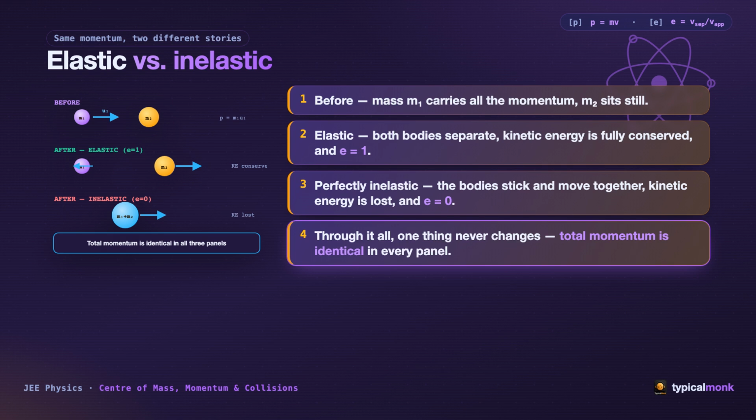But look carefully at all three panels together. One thing never changes across every single one of them. Total momentum is identical, before, elastic and inelastic alike. John once assumed kinetic energy must be conserved everywhere, simply because momentum always is. That single mix-up cost him an entire question.